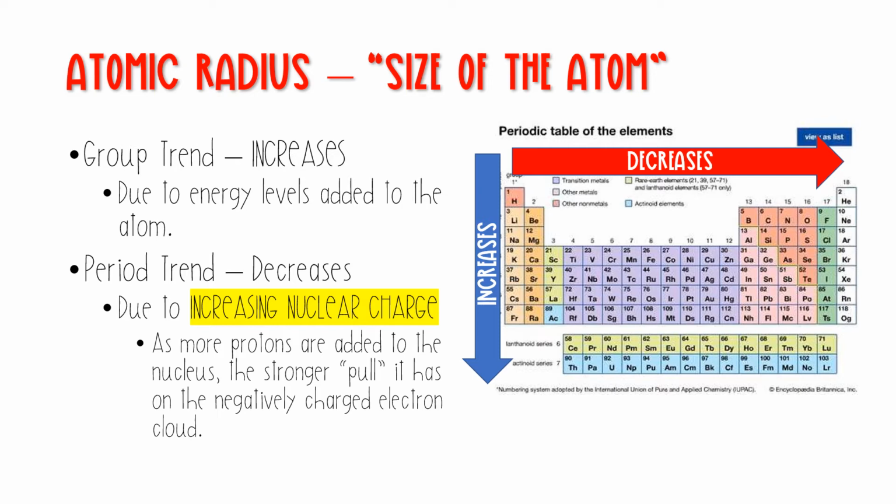As you go across the period, though, the atomic radius decreases. As more protons are added to the nucleus, the stronger pull it has on the electron cloud. So think of the nucleus as like a strong magnet, and the more protons that you add, the closer it's going to pull the electron cloud to it.